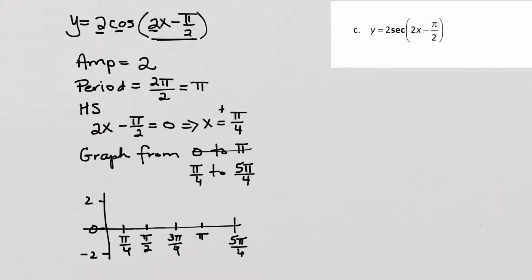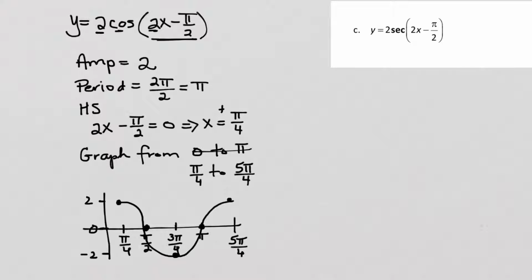We're graphing the cosine function, which means that we start in the up position. We start at the max, which is 2, down to the middle, to the bottom, to the middle, and back to the top. So, all right, so there we go. We've got our graph sketched out there.